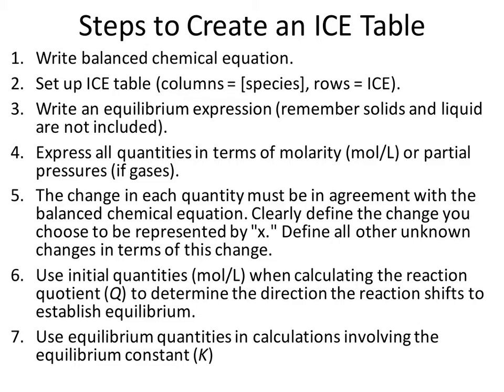So how do we do this? Well, to create an ICE table, we first start off with a balanced chemical equation. We need that to show the coefficients, which will be our magnitude of change. We set up an ICE table: ICE will be the rows, and the columns will include the species. We're going to write our equilibrium expression for our balanced chemical equation, and then we're going to solve for whatever we need to solve for.